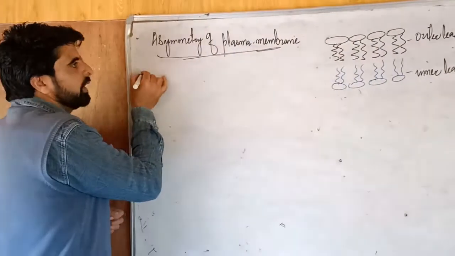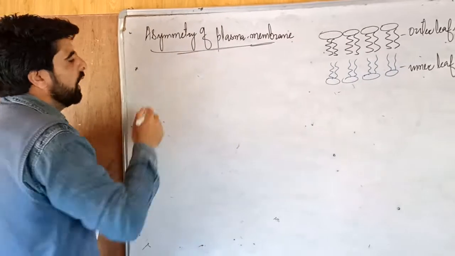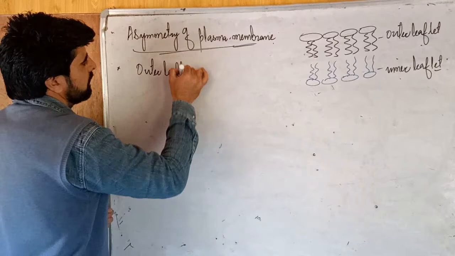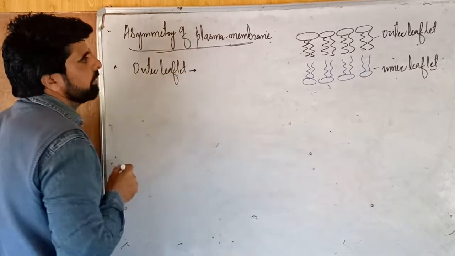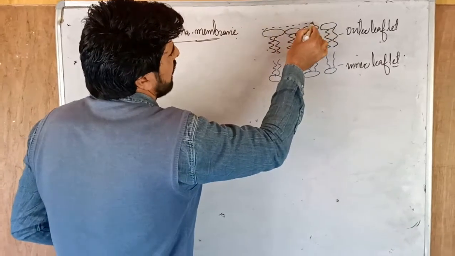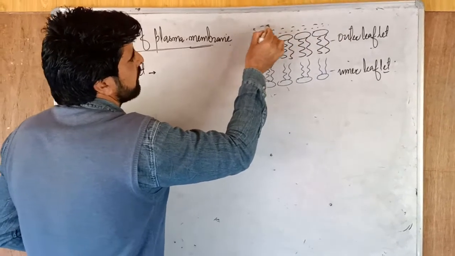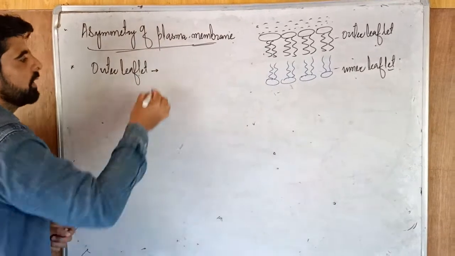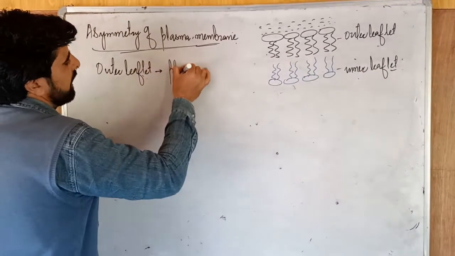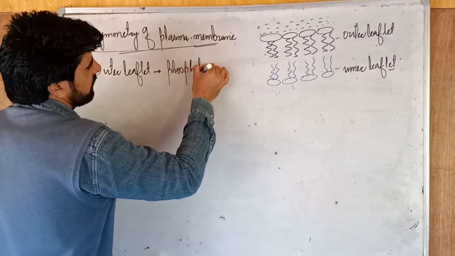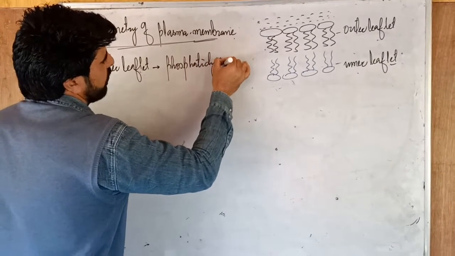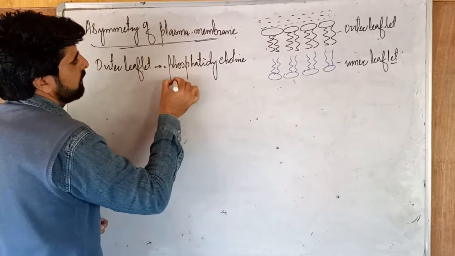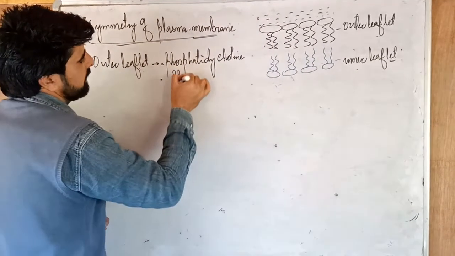Let's take the outer leaflet of the plasma membrane, which is facing the extracellular matrix. This leaflet itself is made up of phospholipids, like phosphatidylcholine, and we have sphingolipids.